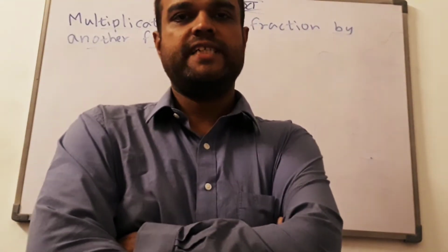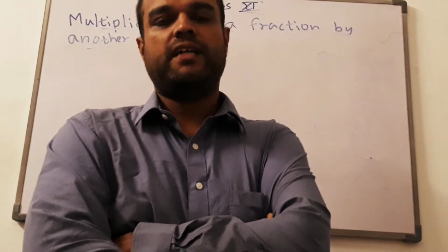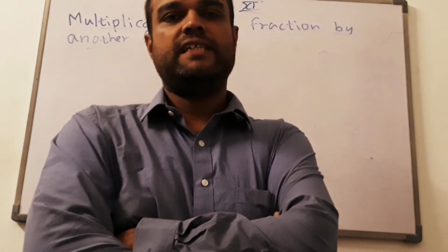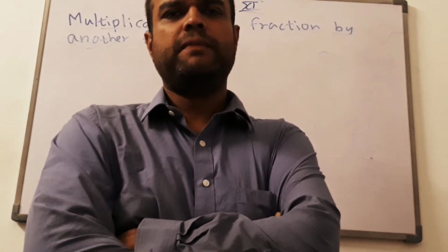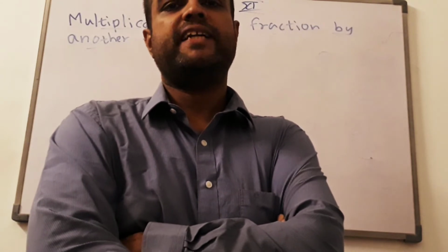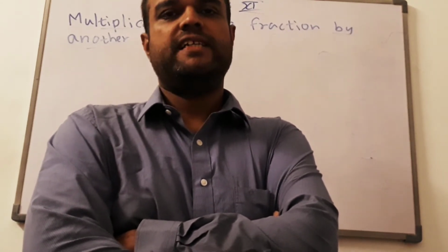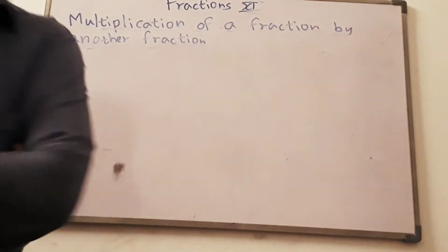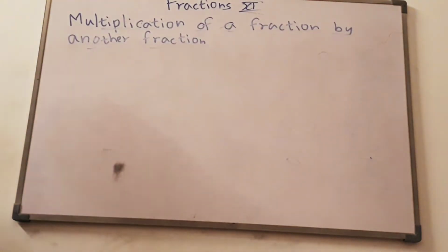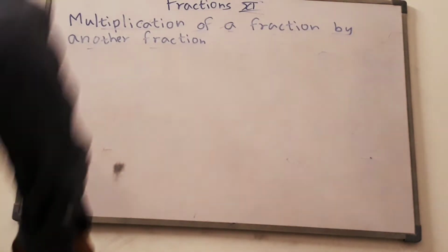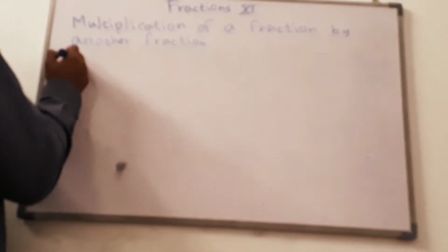Today our lesson is fractions part 11. Under this, our lesson is multiplication of a fraction by another fraction. Okay, let's start the session. So far we learned how to multiply a fraction by a whole number. Today we are going to learn how to multiply a fraction by another fraction. So straight away I am going for an example now.